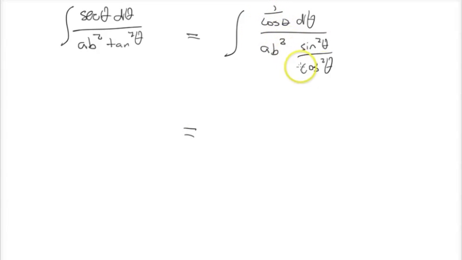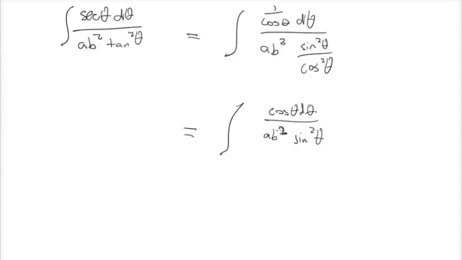So this cosine is going to cancel with one of these cosines, and we'll just get a cosine up top when we flip this fraction. So we're going to get a cosine theta d theta, and that sine squared theta is going to stay in the bottom, and we will get AB squared sine squared theta down here. Now, we can't cancel anymore. We have canceled out to the max.